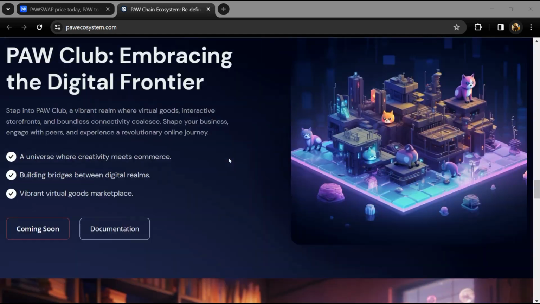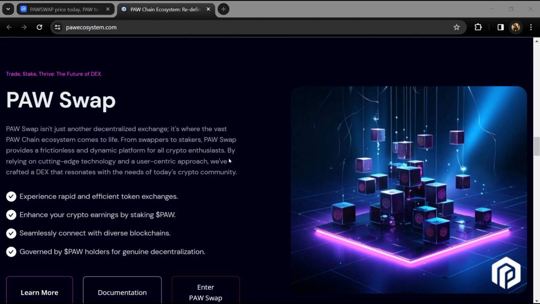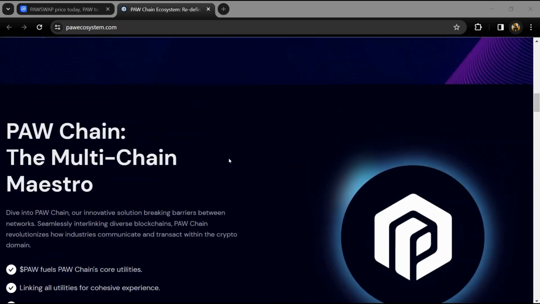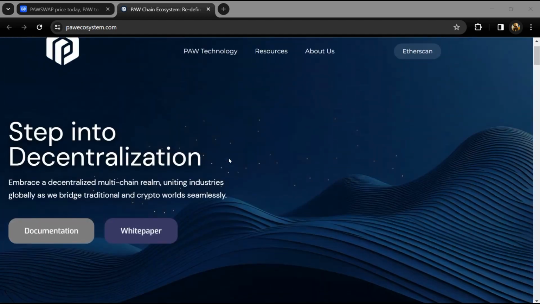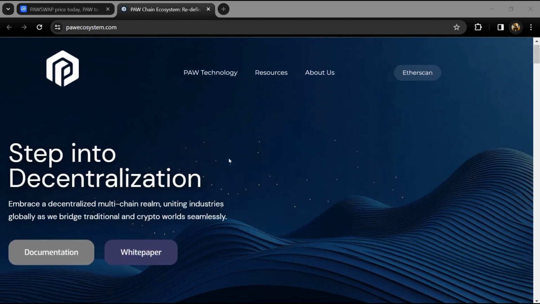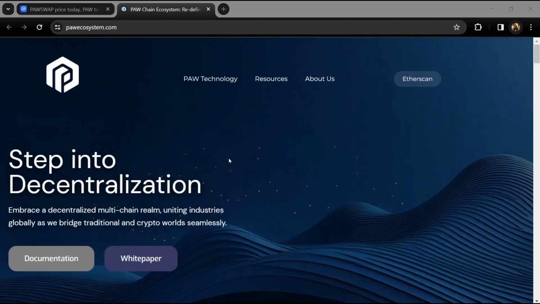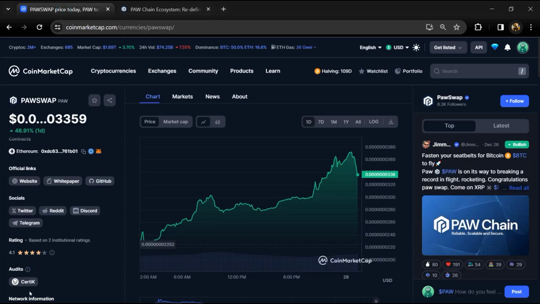With the layer 3 solution, the aim is to connect and chain together, driving a truly interconnected ecosystem. Thus, PAW is not just a token, it is a key piece in the puzzle of a decentralized future.